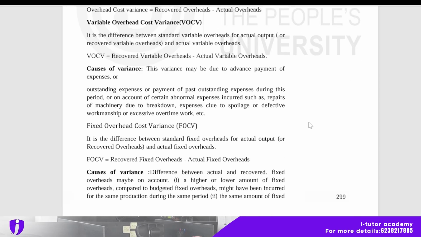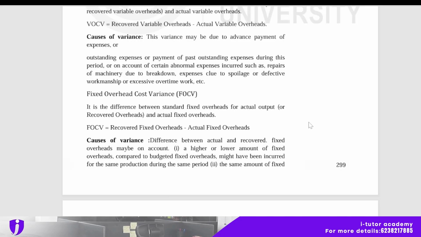overheads. Causes of variance: this variance may be due to advance payment of expenses or outstanding expenses, or payment of past outstanding expenses during this period, or on account of certain abnormal expenses incurred, such as repairs of machinery due to breakdown, expenses due to spoilage or defective workmanship, or excessive overtime work, etc.